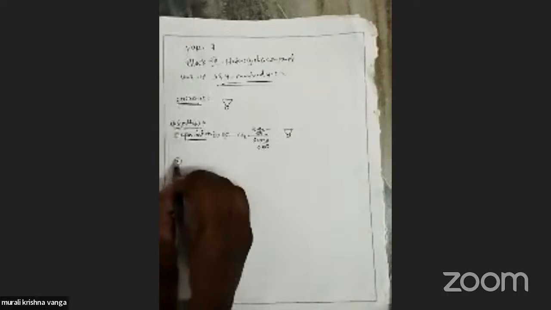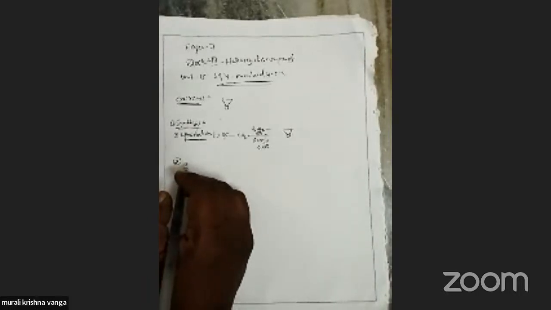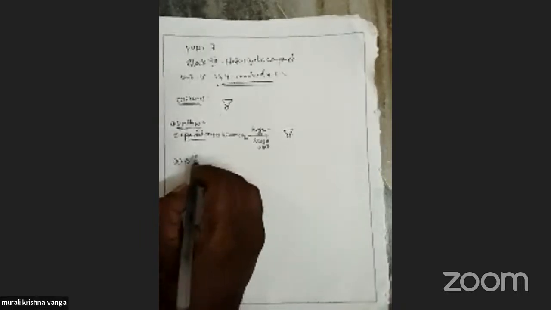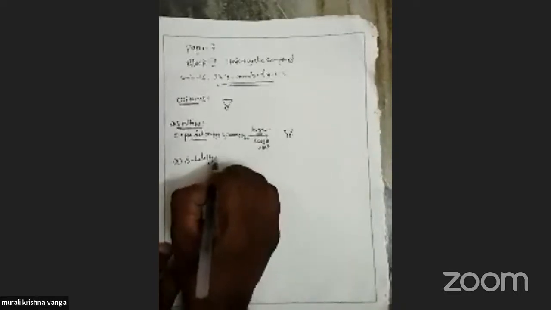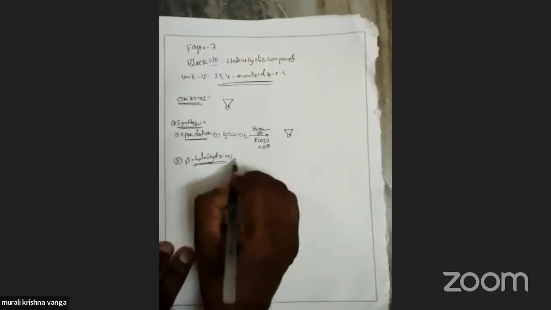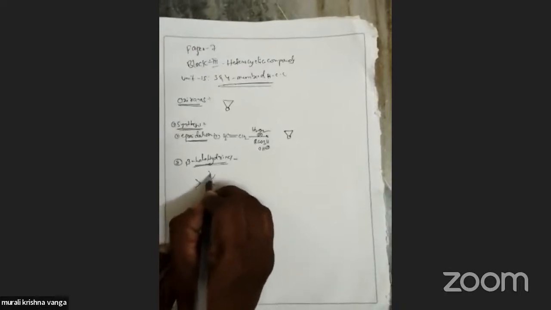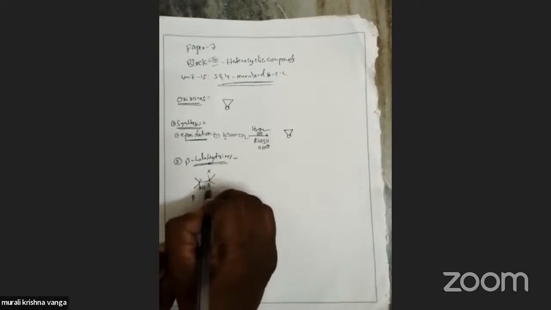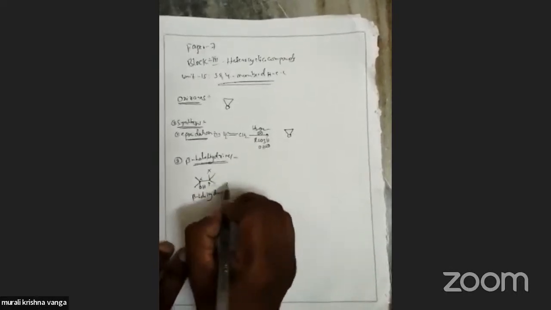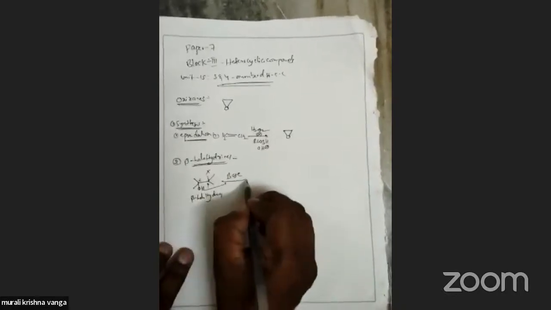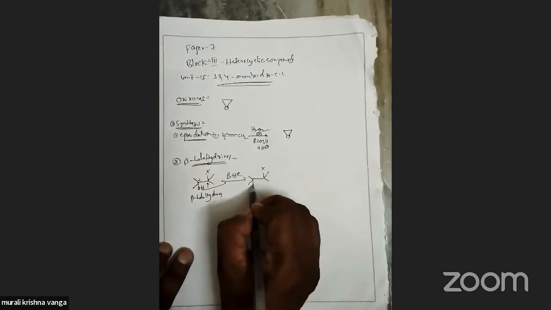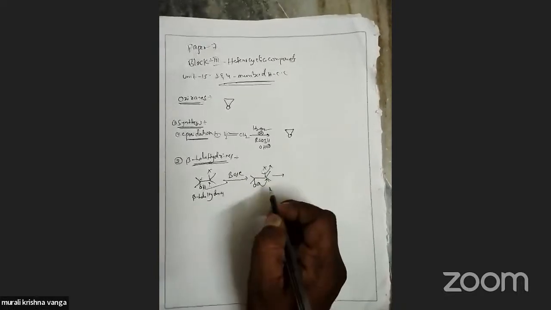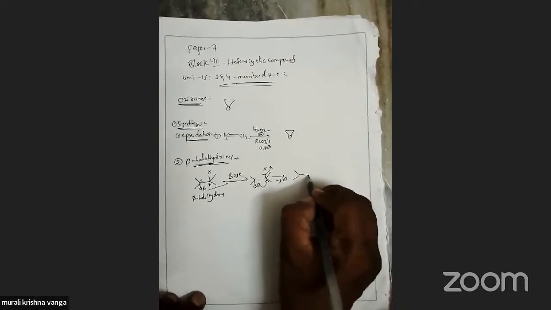The second method is from beta-halohydrins. When beta-halohydrins react with base, the base abstracts the proton from the hydroxyl group. Then the negatively charged oxygen attacks the halogen-attached carbon, and elimination of halide X minus takes place. The product is the epoxide.